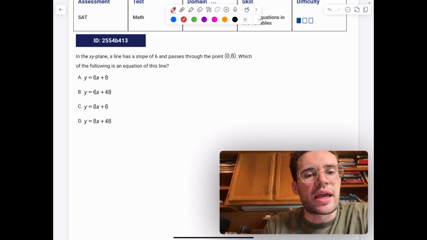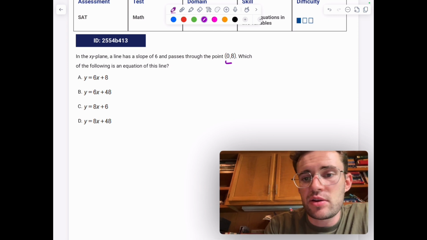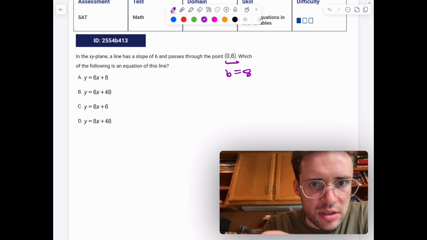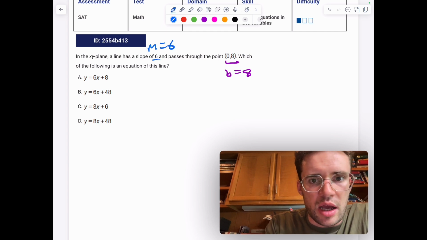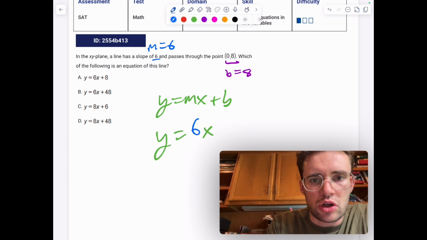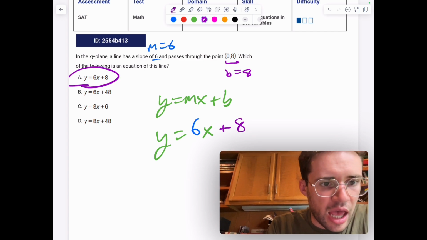In the xy-plane, a line has a slope of 6 and passes through the point (0, 8). Again, they're giving us the y-intercept. So b is equal to 8. When x is 0, y is 8. So that's when it crosses the y-axis. Slope is 6, so that's our m value. Which of the following is an equation of this line? y equals mx plus b. So if we write that out, your m is 6, that's your slope, plus your b value, your y-intercept, is 8. So it should be y equals 6x plus 8, which is option A.